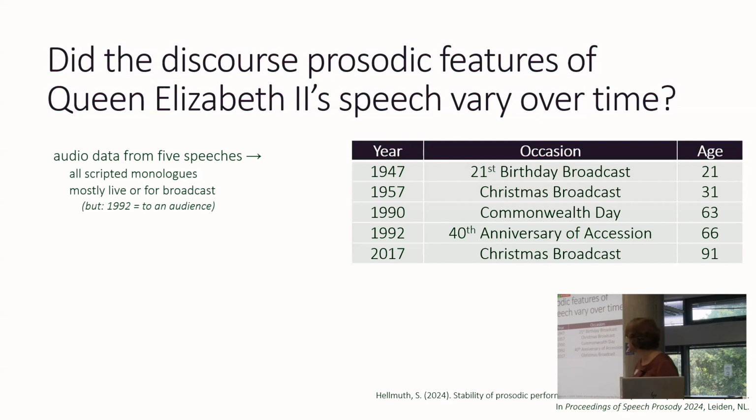And then we jump into her 60s, a speech to Commonwealth Day, which was to an audience, but probably in quite a formal setting. And then in 1992, we've got the Guildhall speech given on the 40th anniversary of her accession, which is quite famous. Some of you may have heard of that one. That's the Annus Horribilis speech, where it had been a bad year in so many ways. And she talked about that. And we will see that that speech does stand out a little bit in some of the measures.